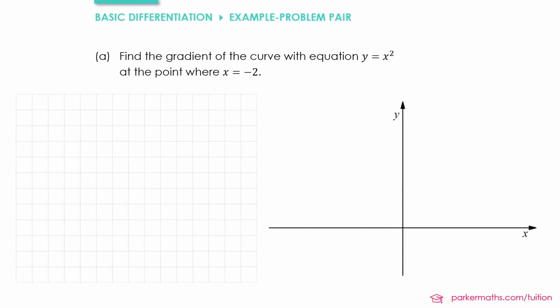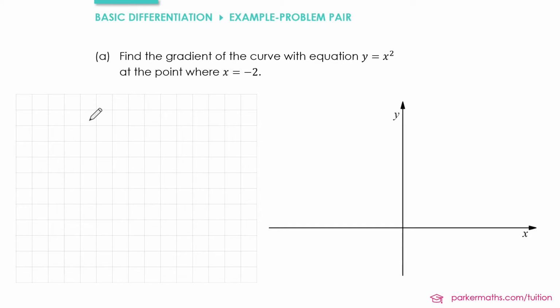In this example, we're going to be looking at finding the gradient of a curve at a specific point on the curve. The example problem pair comes in two parts, A and B. I'll do two parts and then there's two parts for you to have a go at as well. So in part A, we need to find the gradient of the curve with the equation y equals x squared at the point where x equals -2.